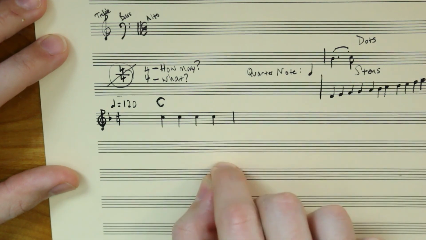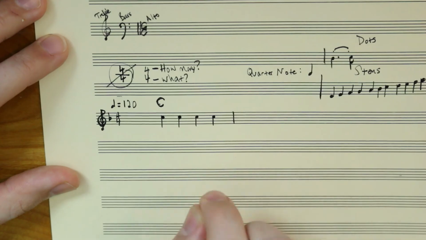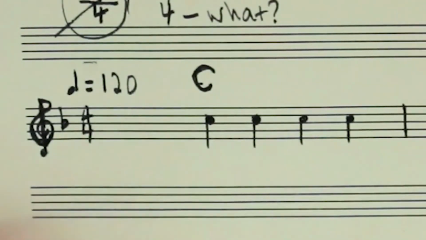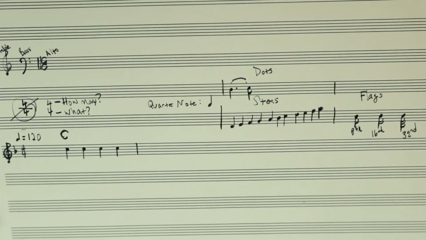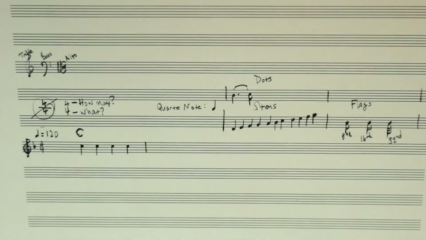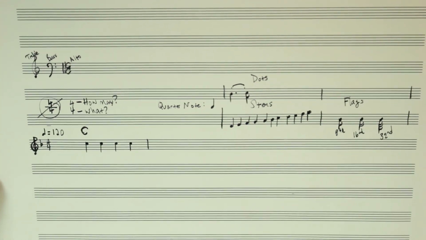1, 2, 3, 4. 1, 2, 3, 4. So this would be read C, C, C, C. The end. That's as far as we're going to go today. I'm going to put this back in focus here so we can take a screenshot if you'd like. But we're just going to keep adding to this page.